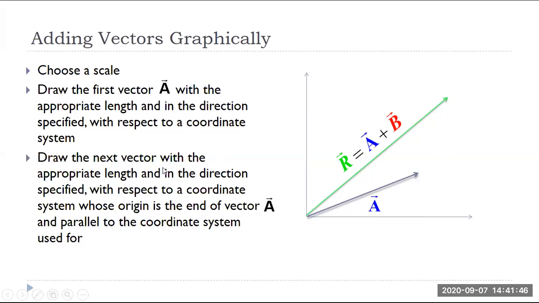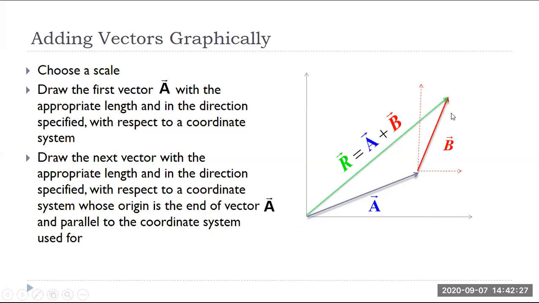Then I would draw the next vector with the appropriate length and direction, and I would start it at the tip of the first vector. So I connect vectors head to tail. My next one, B, I would put at the tip of A. It's usually a good idea to make yourself another little mini coordinate system when you draw that, and then you can draw the vector in appropriately in terms of what direction it points. Then the resultant, or the addition of A plus B, is a vector that starts at the tail of the first vector and goes to the head of the last vector that was connected.